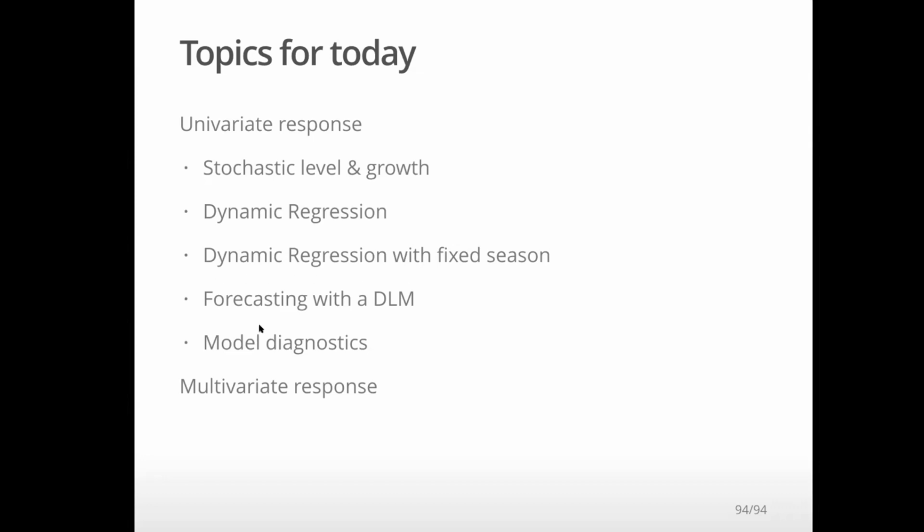Everyone's going to go to bed dreaming about forecasting with the DLM. You're going to see those equations going on. That'll put you to sleep for sure. Forget counting sheep. Just try to reconstruct the variance covariance matrix for a DLM in forecast mode.